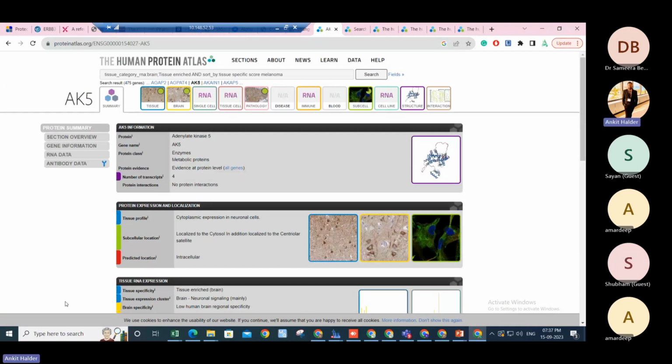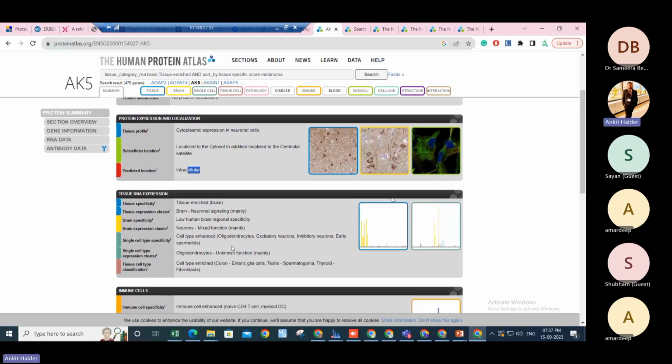So you can see the cytoplasmic expression in the neuronal cells, and the subcellular localization, that is, which part of the cells it gets further localized to. The predicted location is intracellular, within the cells. So brain, neuronal signaling, low human brain regional specificity, neuron malfunctions mainly, cell type enhanced is in this.